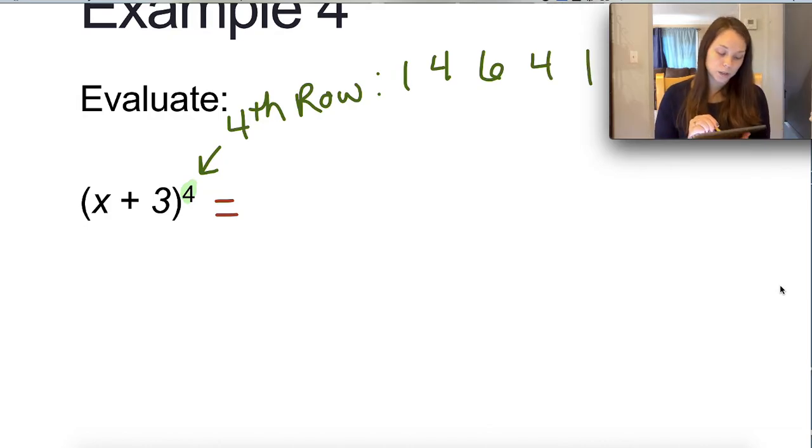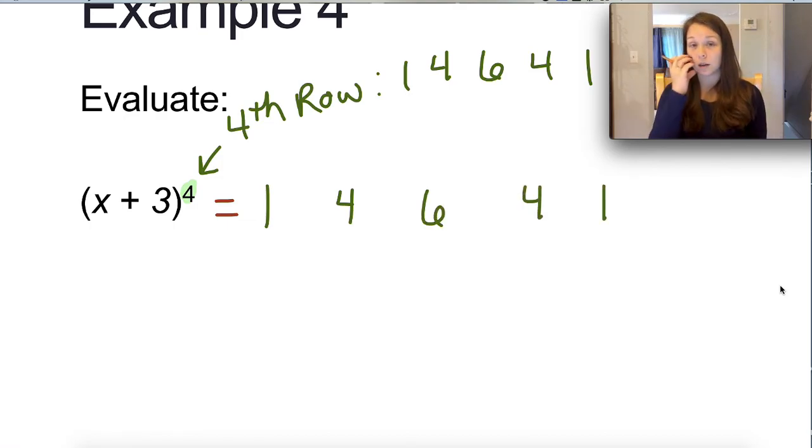So I'm going to write out a 1, 4, 6, 4, and 1, and I'm going to leave some space here, because really what I'm doing is creating these columns that are going to eventually represent each term of my final answer.